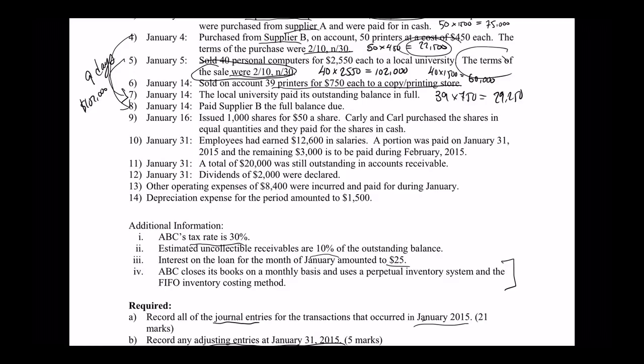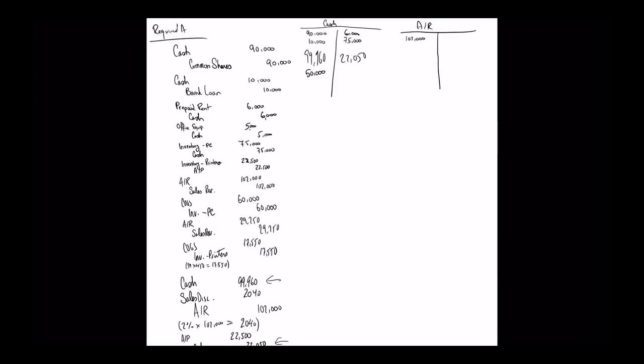January 31st, employees had earned $12,600 in salaries. So if they tell us that they earned that much, that's how much we're going to have to expense. A portion was paid on January 31st, 2015, and the remaining $3,000 is to be paid during February 2015. So $3,000 is to be paid, so that's going to go into our payables. So let's just fill this out.